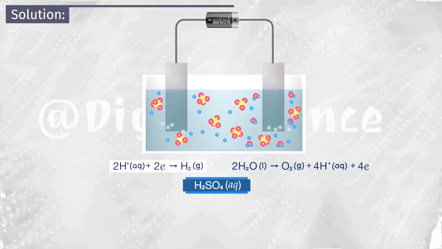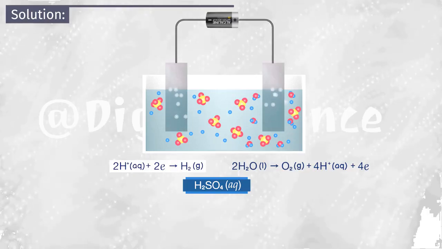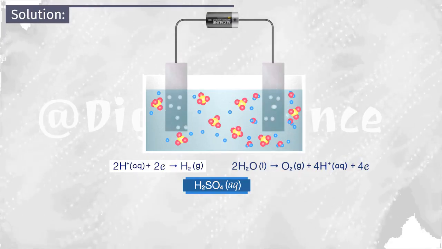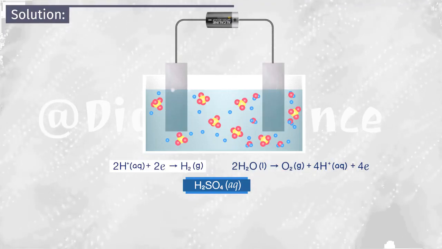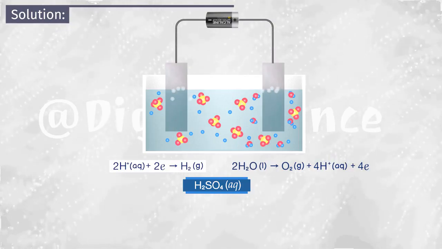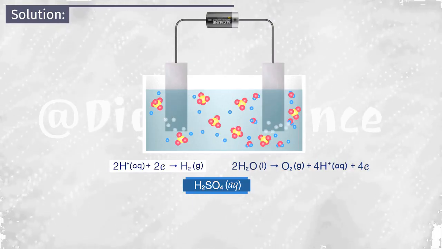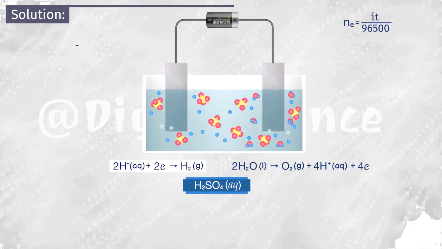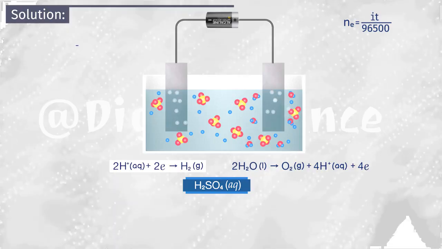Pay attention to the equation: 2 moles of electrons form 1 mole of hydrogen gas. To get the value of moles of hydrogen gas, we must know the value of moles of electrons. This equation is quite well known in the electrolysis process. Moles of electrons are equal to I times t divided by 96,500.